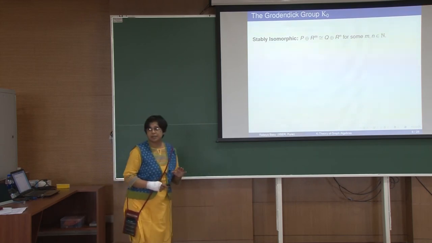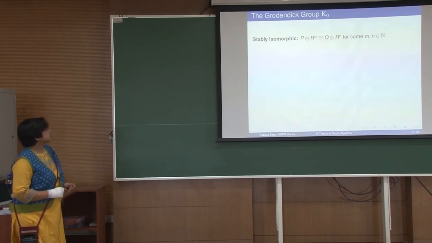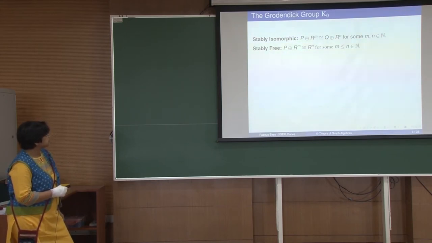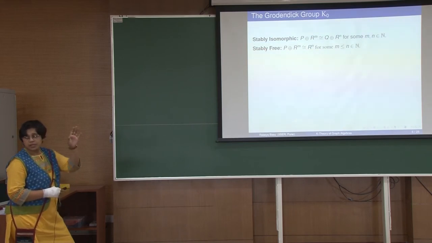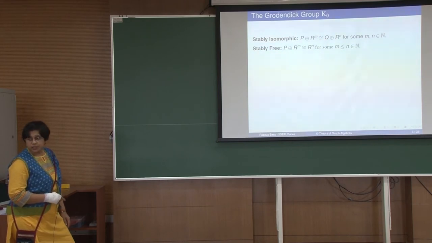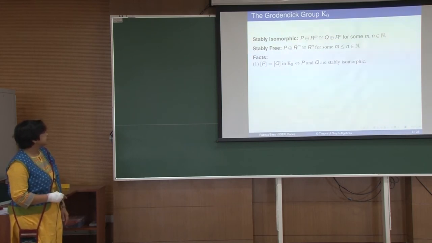Projective modules are a little more complicated than free modules. Now there are some modules we consider in between, called stably free modules. That is, if the complementary summand we can choose to be free, then P is called stably free. Two modules P and Q are said to be stably isomorphic if, after adding some free part R^n, they are isomorphic. A few facts: they are isomorphic in K-naught if and only if they are stably isomorphic. And the class of P is the same as the class of R^n if P is stably free.